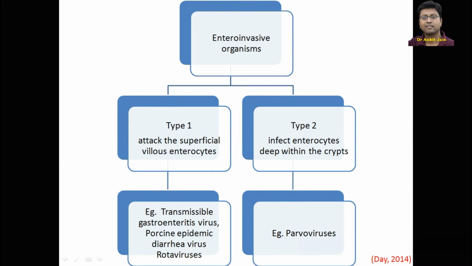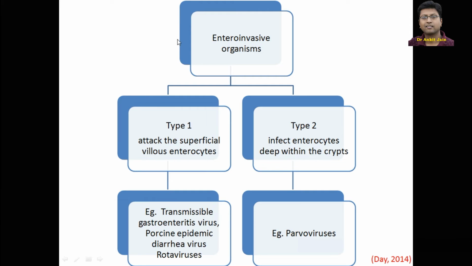There are different types of viruses on the basis of damage to a particular cell. We can differentiate them into two types: type 1, those that attack the superficial villus or enterocytes, and type 2, which infect deep enterocytes within the crypts. So on the basis of damage to those enterocytes, the viruses are classified into type 1 and type 2. The examples of type 1 viruses are the transmissible gastroenteritis virus, porcine epidemic diarrhea virus, and rotaviruses. In type 2, the example is the parvoviruses.